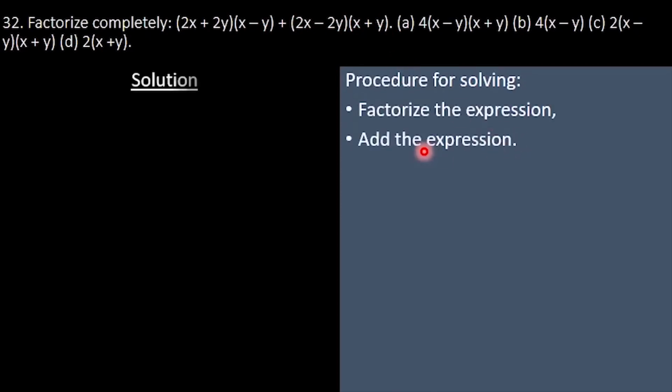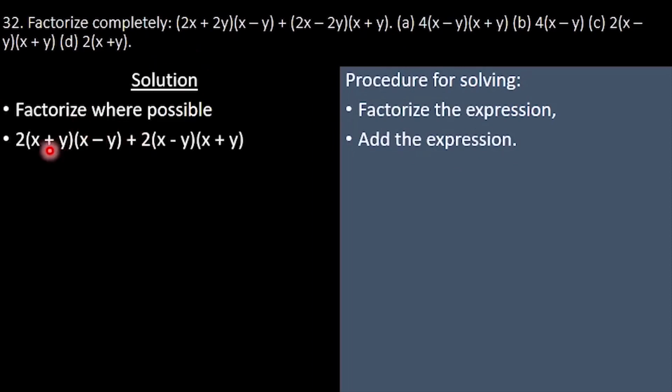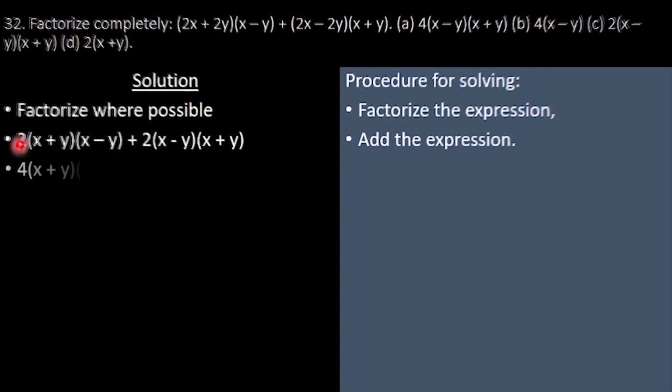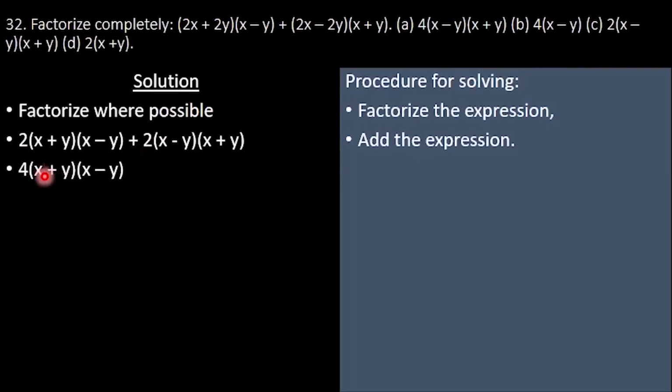Let's check the solution. For us to factorize this, we need to add the two values together because they are common. Now, 2 plus 2, we have 4. We have this expression in common: 4 into bracket x plus y, close the bracket, and open another bracket x minus y. That is our final answer.